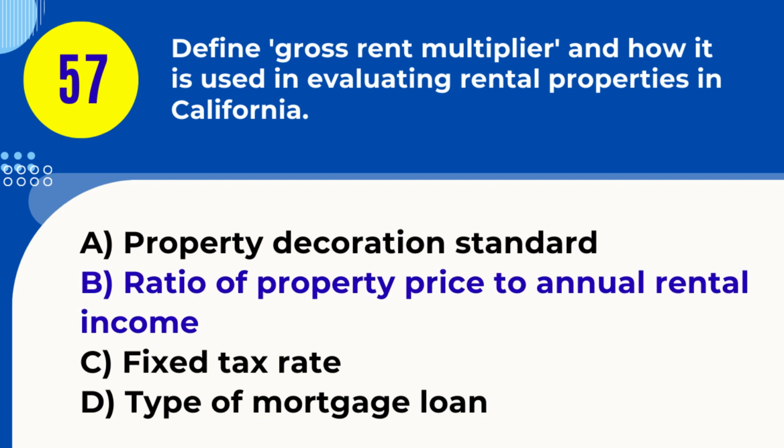Answer. B. Ratio of property price to annual rental income. Explanation. The gross rent multiplier, GRM, is a metric used in evaluating rental properties, calculated as the ratio of the property's price to its annual rental income. It helps investors in California assess the property's earning potential and value.